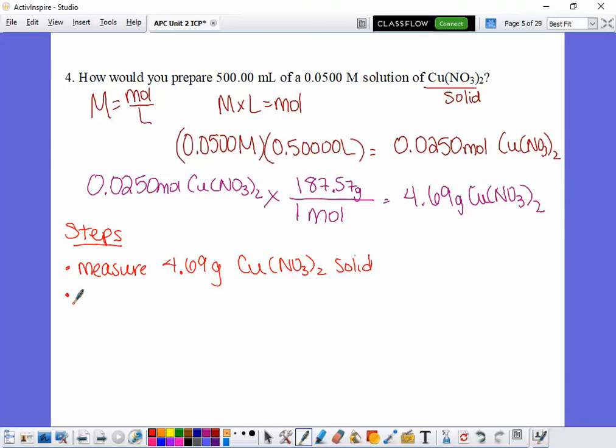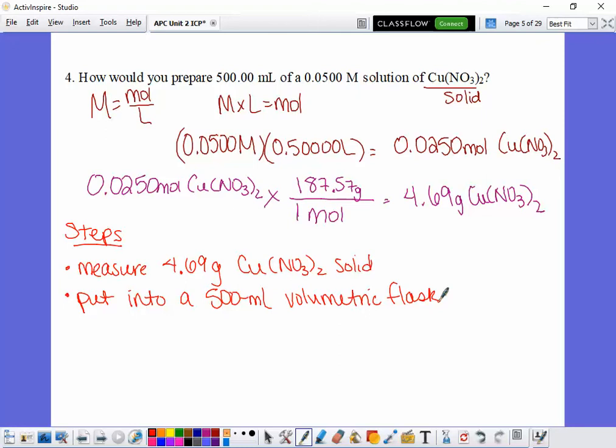Why not just fill it to the brim? The volumetric flask has a line for exactly 500 milliliters. You're going to use one in your next lab. You would put that into a 500 milliliter volumetric flask, which has a line on the neck for exactly 500 milliliters. And then what do we do?